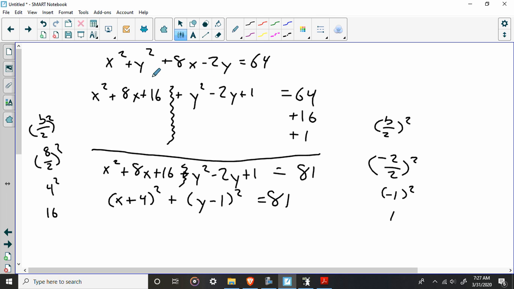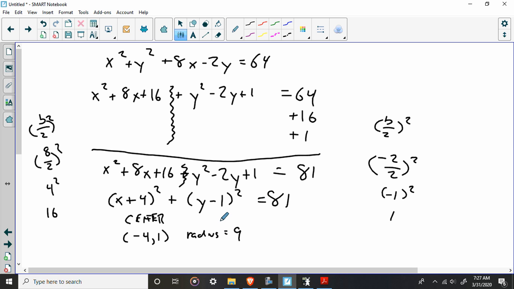Okay, so we took this kind of mess up here and put it in a usable form by completing the square. So again, your center is at (-4, 1). Don't forget to flip those signs, right? And your radius is not 81. Your radius is the square root of 81, because this is r squared. So it's not 81, it's the square root of 81. This is your radius squared, 9 squared, like a squared, b squared, and c squared. In this case, 9 squared will be 81.